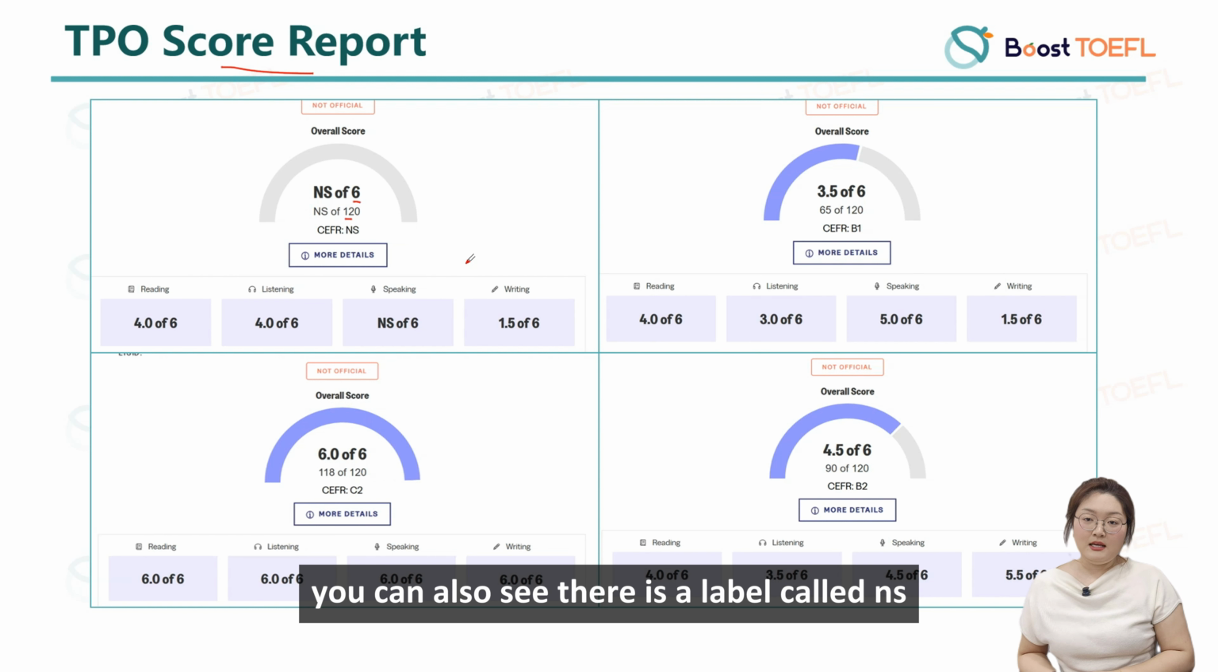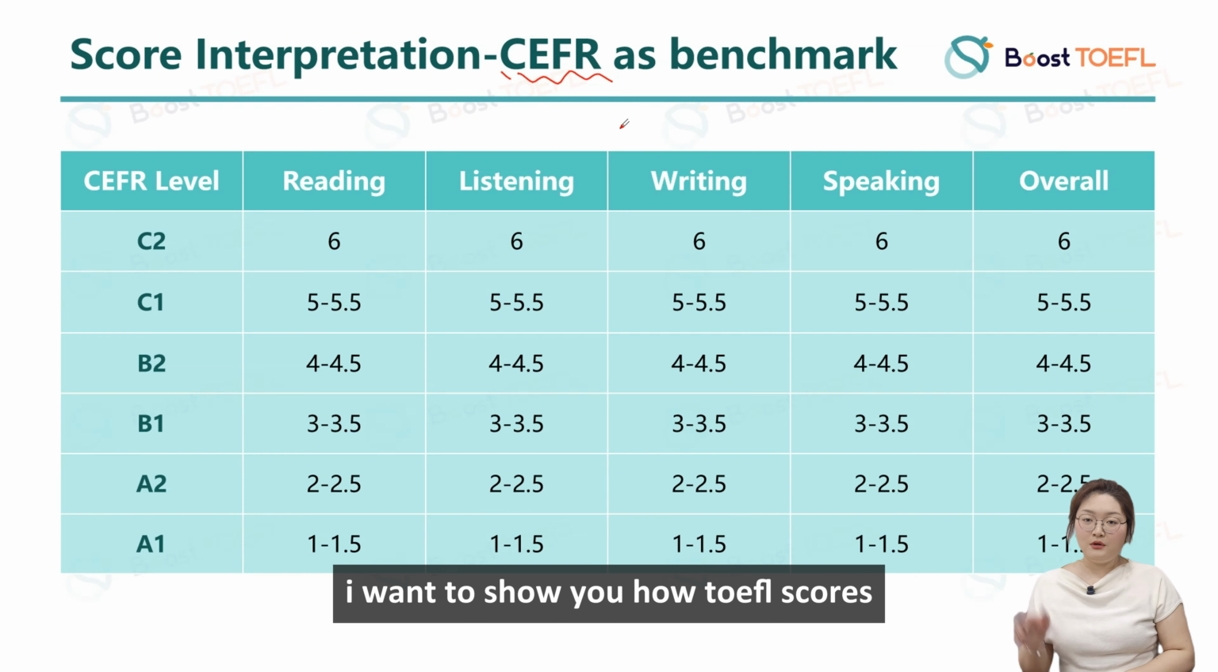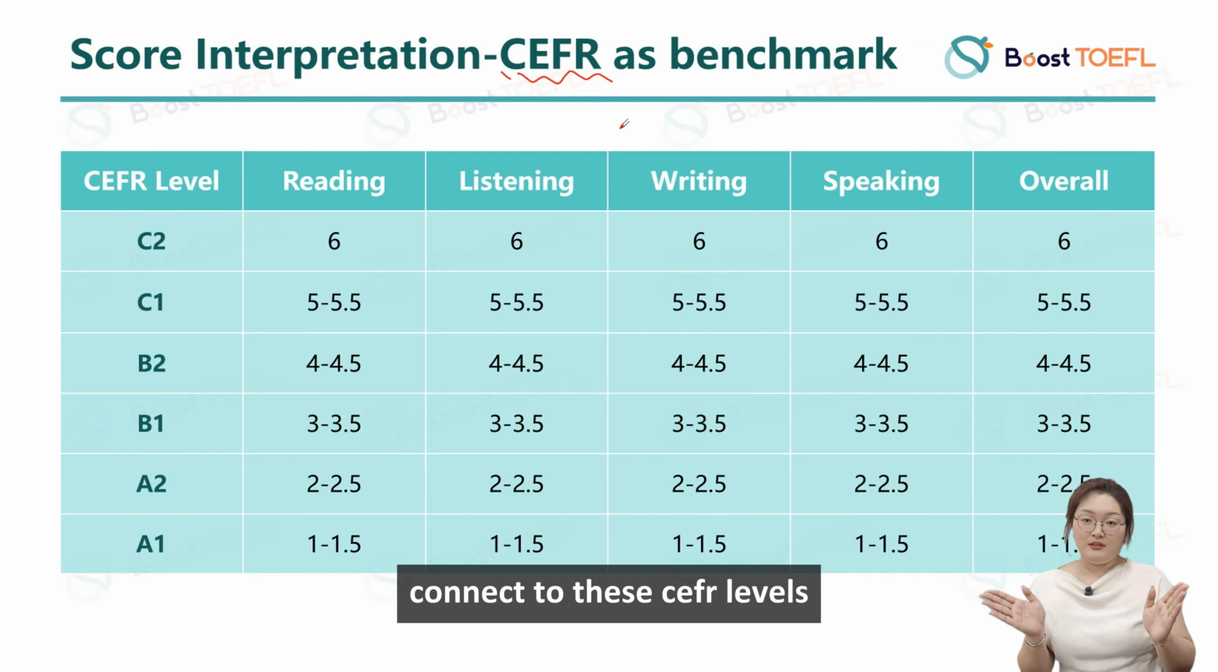Okay, now let's talk about score interpretation. Many schools and institutions around the world use the CEFR as a standard for language ability. So I want to show you how TOEFL scores connect to these CEFR levels. First, C2, which is the proficient level. To reach C2, you will need a score of 6 in every section.